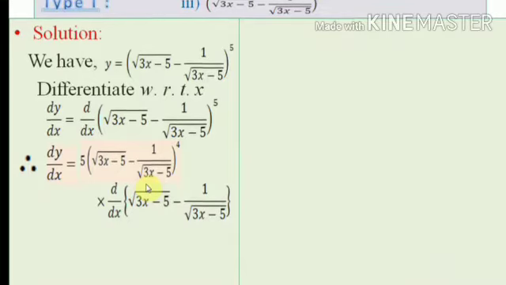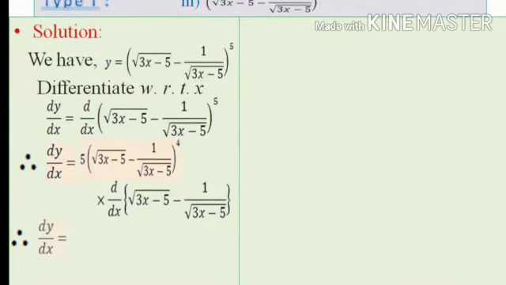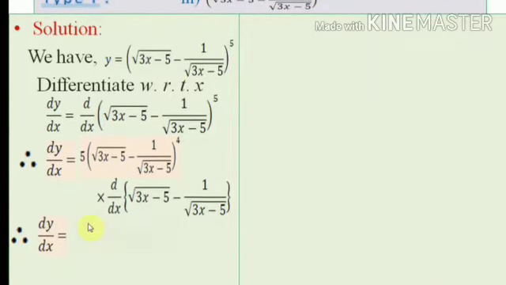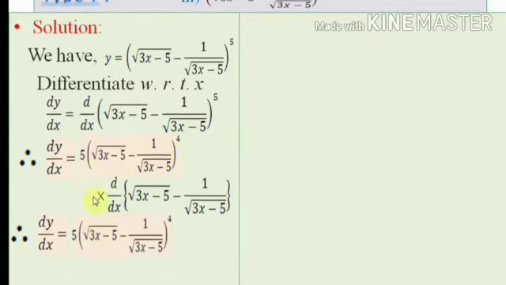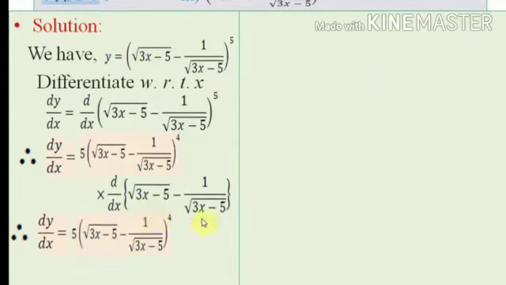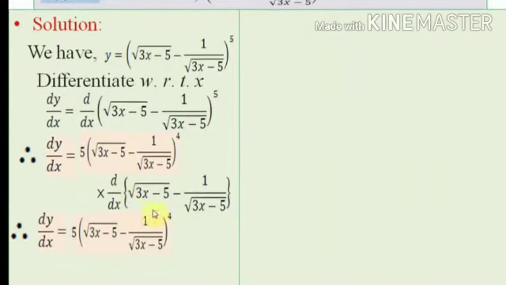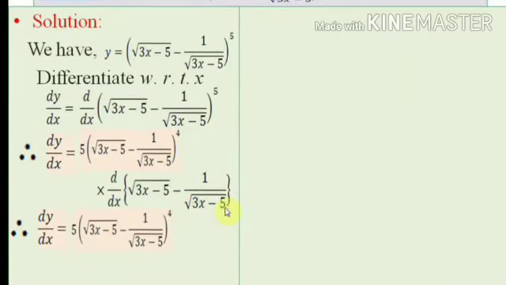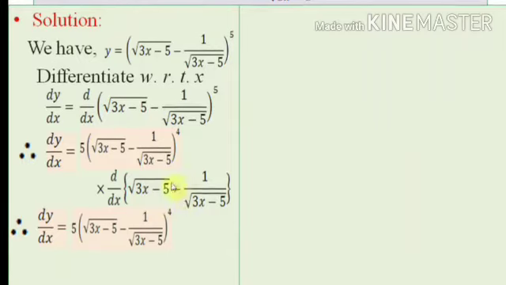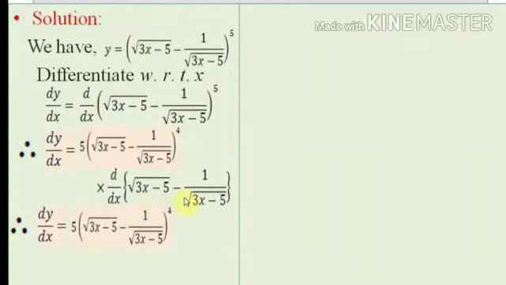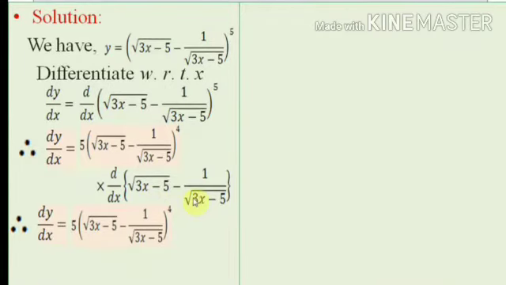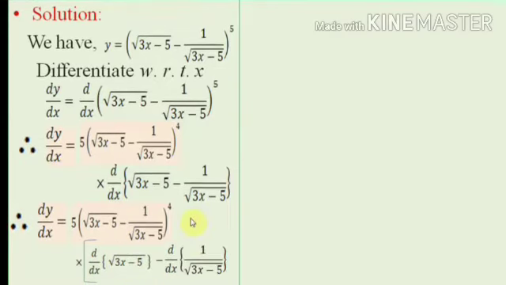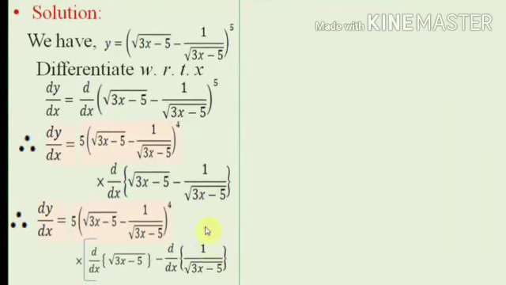Now dy by dx equals the first term as it is, that is 5 into bracket root of 3x minus 5 minus 1 upon root of 3x minus 5, raised to 4. Now take the derivative of the given bracket: the first function is root of 3x minus 5 and the second term is minus 1 upon root of 3x minus 5. By the second rule of differentiation, the difference of two functions is differentiated separately. Therefore multiply by d by dx of root of 3x minus 5 minus d by dx of 1 upon root of 3x minus 5.